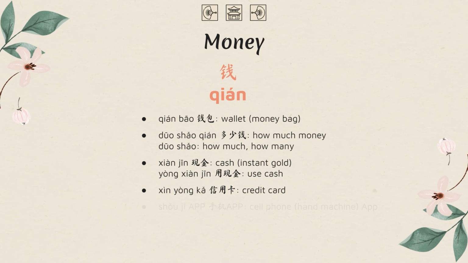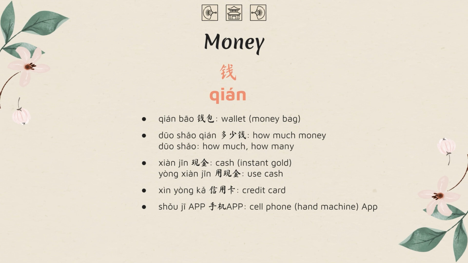And nowadays, it's more and more popular that people would use an app on their phone to pay for something. And we call that 手机 APP. 手机 means cell phone, literally hand machine. 手 means hand, 机 means a machine. APP stands for app. At least in mainland China, people wouldn't say the word app. They would just spell out the 3 letters and call it APP. The most common payment apps in mainland China are Alipay, which is 支付宝, and then WeChat Pay, which we just call 微信, which is WeChat.